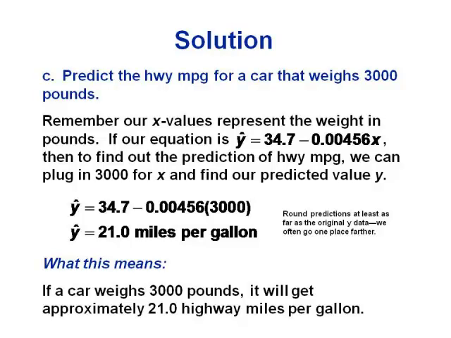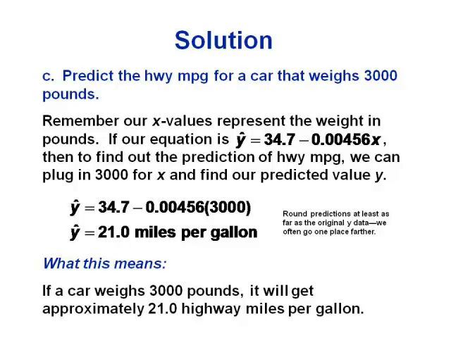Now that is just an estimate, right? Because we didn't have a car that weighed 3,000 pounds in there, and in fact if you took a weight that was in that list and plugged it in, you probably won't get the same miles per gallon that the car really had. It's because this is an estimate, and remember this line is just kind of going through dots that don't line up perfectly. So it's an estimate, and it's an estimate based on sample data.